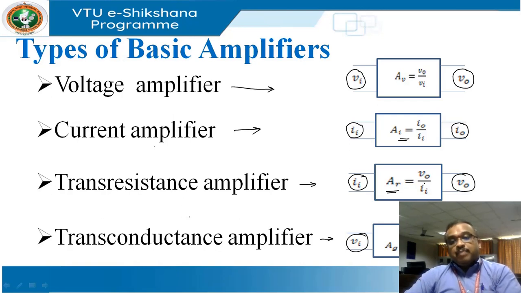Output voltage versus input current. So two different quantities are taken which are totally different, voltage as well as the current. So hence the word trans comes in the picture here. So these are the basic four different types of amplifiers.